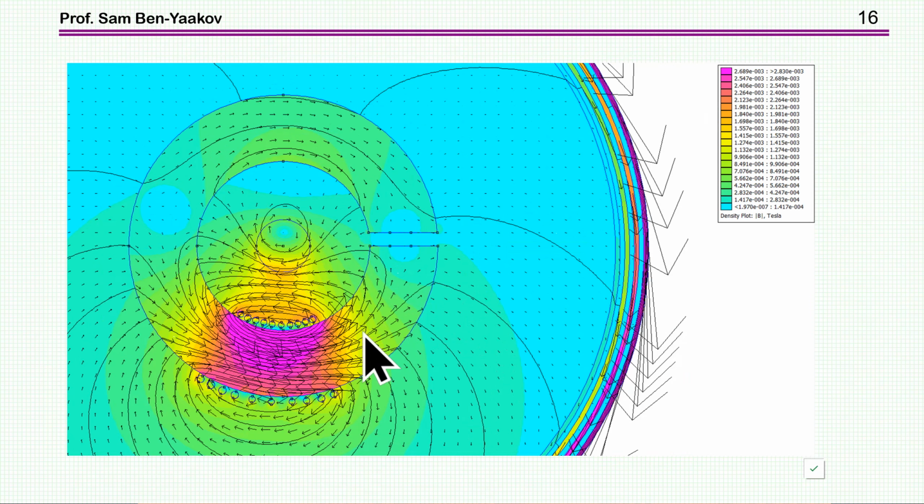So here is just the direction of the fluxes. Clearly, we have flux going this way, and then here it's going this way. So this is why they are sort of canceling each other. And again, here in this void, in this gap, it's very, very low.